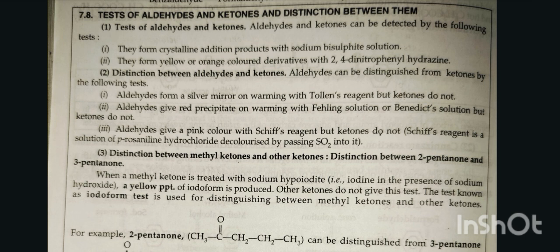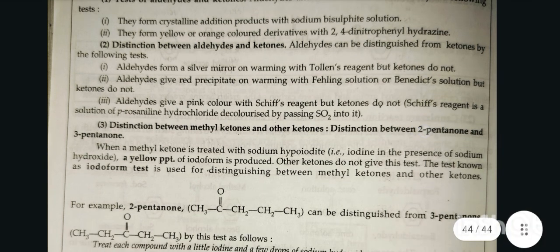Second, distinguish between aldehyde and ketones. Aldehydes can be distinguished from ketones by the following tests. First, aldehydes form a silver mirror on warming with Tollens' reagent, but ketones do not. Second, aldehydes give a red precipitate on warming with Fehling solution or Benedict solution, but ketones do not. Aldehydes give a pink color with Schiff reagent, but ketones do not. Schiff reagent is the solution of para-rosaniline hydrochloride decolorized by passing SO2 into it.